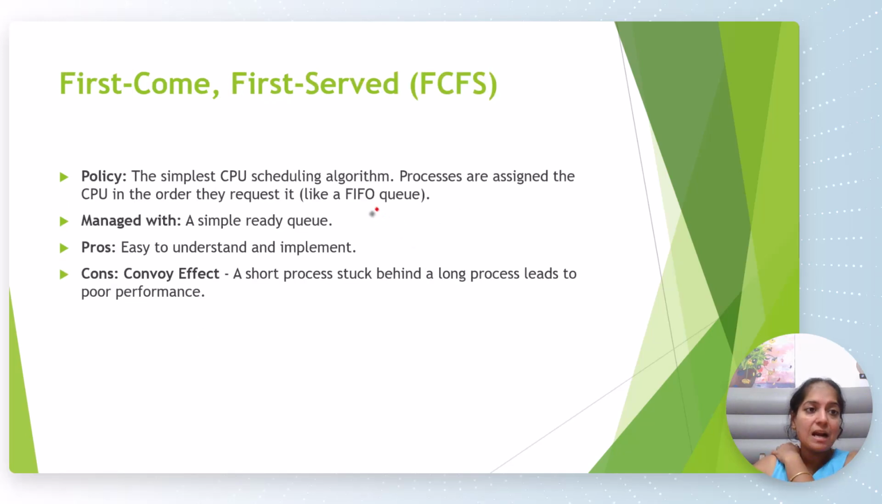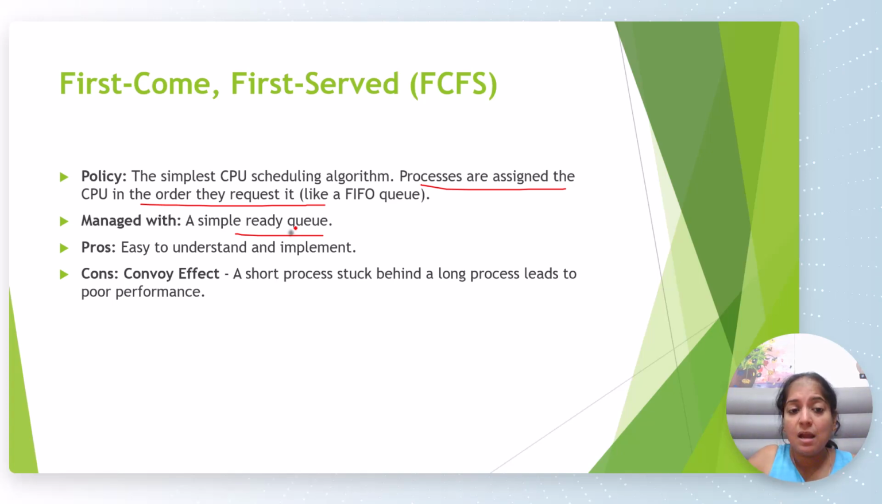Now, let's start with first come, first serve. As its name says, first come, first serve. The process who enters the ready queue first will get the CPU first. That will be served first. So, it is the simplest scheduling algorithm. Processes are assigned to the CPU in the order they requested. So, a simple ready queue is required. It is easy to implement, easy to understand, but the problem is the convoy effect.